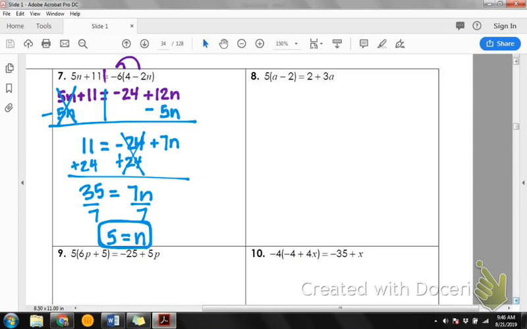So let's look at number 8. First thing we need to do is what? Okay, distribute. I see some of you already starting that. 5a minus 10 equals 2 plus 3a.